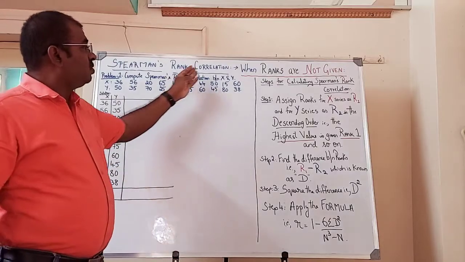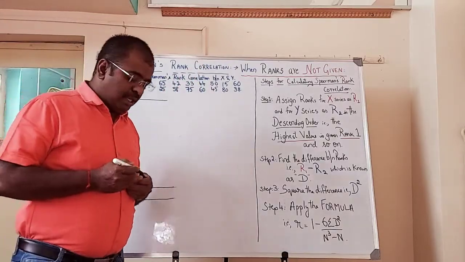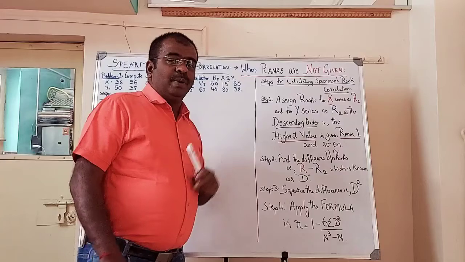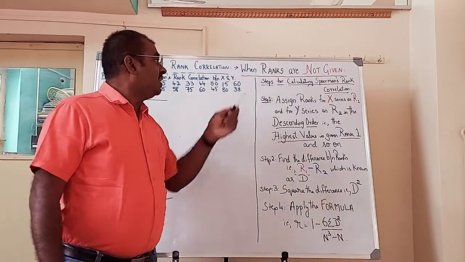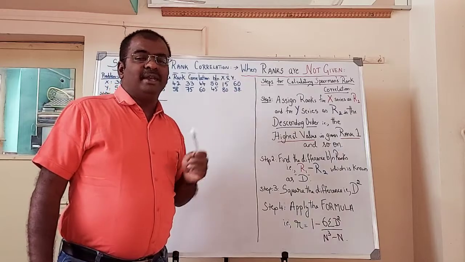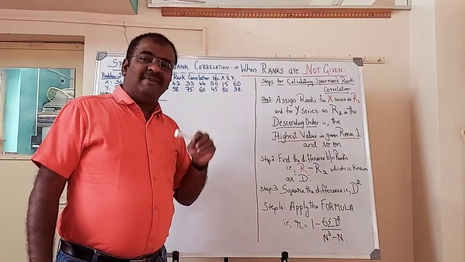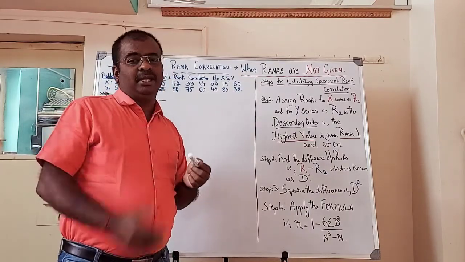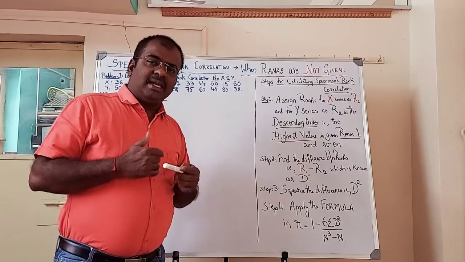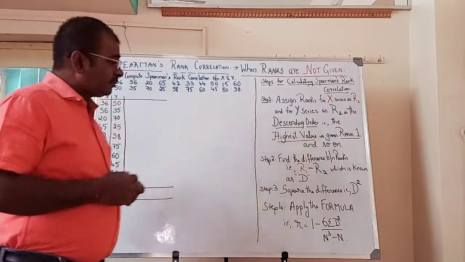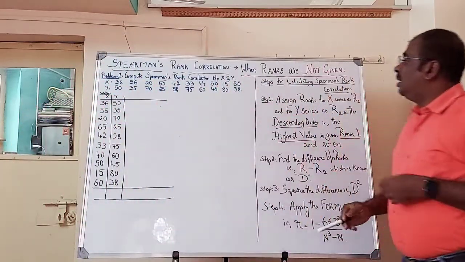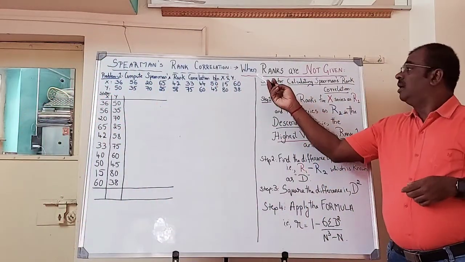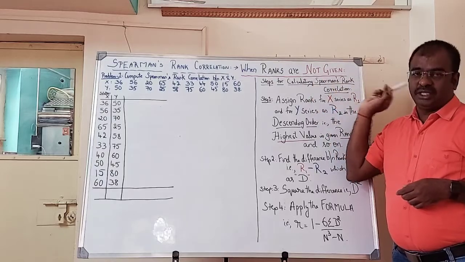Under Spearman's coefficient of rank correlation, we have three different situations. One, when ranks are not given. Second, when ranks are given. And third, when the given ranks are repeating in nature, or tied. Out of these three, let us first begin with the first one, when ranks are not given.